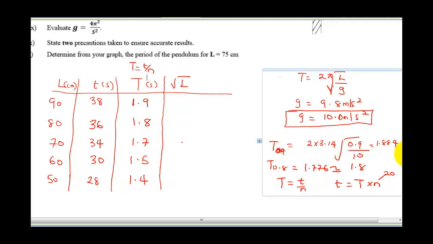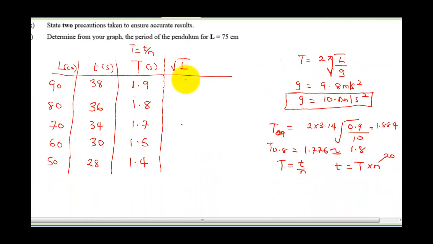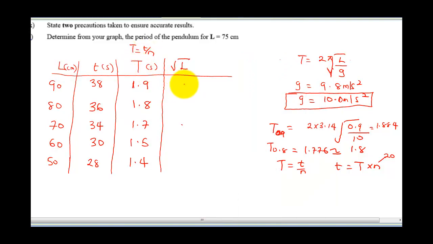The next thing says we should evaluate square root of L. So at this point, I'm going to be evaluating my square root of L. So square root of 90 is going to give us 9.45. In evaluating your square root, make sure there are 2 decimal places. So this is 9.45. You can decide to put 0 here to make it uniform.